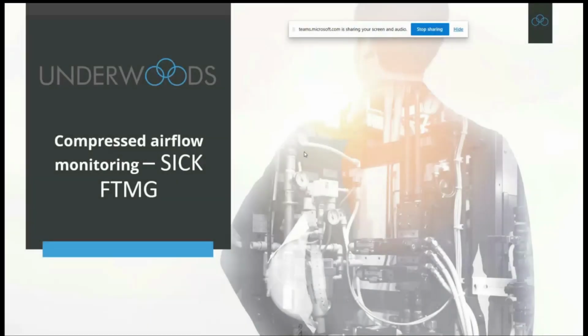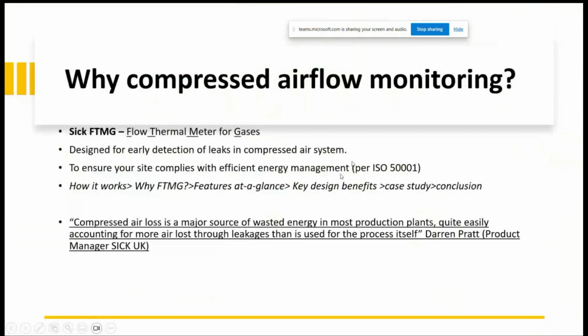Compressed airflow monitoring, or pneumatic flow monitoring, brought to you by the SICK FTMg. The FTMg is a flow thermometer for gases, designed for early detection of leaks in the compressed air system. As you all know, everyone in attendance, the compressed air system is massive.